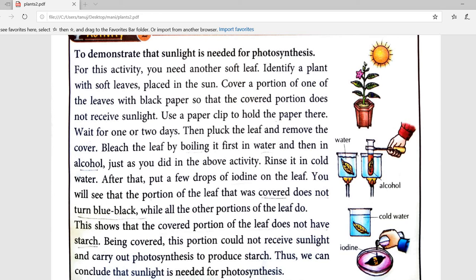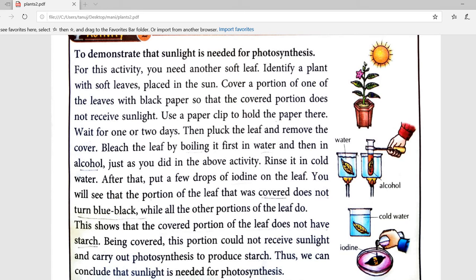Next, which things are needed to make food for the plant, meaning during the process of photosynthesis? Water, sunlight, minerals, air, and chlorophyll. Chlorophyll, meaning green color, is also necessary. These things are necessary for preparing food for the plant, meaning for the process of photosynthesis.